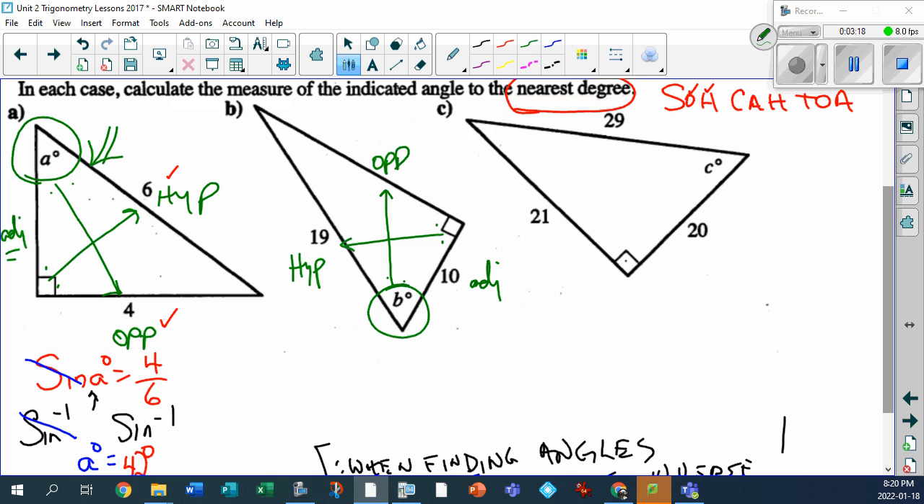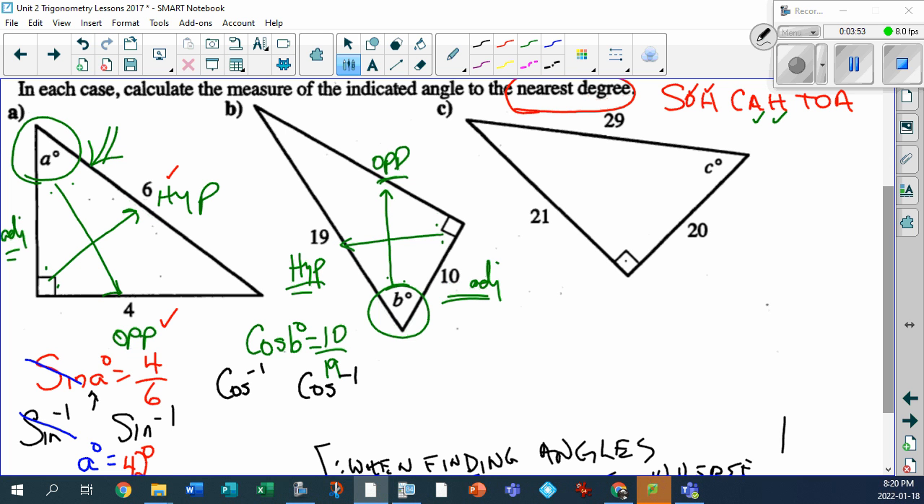Going over to SOH, what do you got here? Okay, well, look, I have opposite. No, actually, I don't have any measurement for opposite. I do have adjacent, though, and I have hypotenuse, adjacent and hypotenuse. I wonder which one that is. Oh, of course, cosine. Makes sense. All right, so write it out. Cos of B degrees, adjacent would be 10, hypotenuse would be 19, and lo and behold, guess what you're going to do? Yup, inverse cos, both sides.